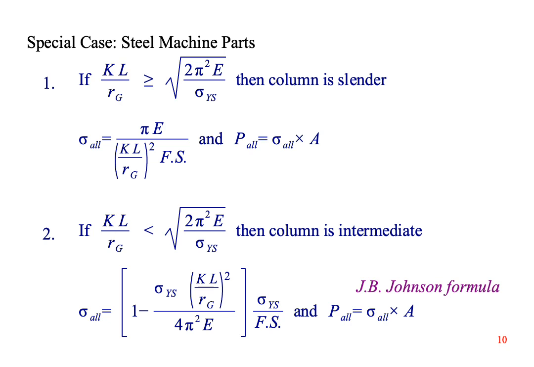The other special case discussed in Chapter 14 is steel machine parts. We calculate KL over R sub G, then compare it with the square root of 2 pi squared times Young's modulus divided by yield strength. If the column is slender, the math is pretty simple. We're back to the Euler equation for allowable stress. Allowable load is stress times area. On the other hand, if the column is intermediate, then the formula is more complex. This formula was developed by J.B. Johnson around the year 1900.